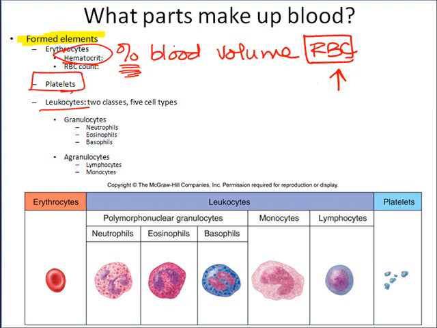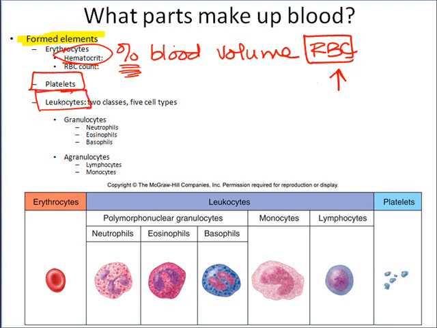Okay, platelets, I'm going to reserve talking about those until near the very last of the lectures in this series on the blood, and we'll get into more detail about platelets. For now, you just need to know that they are contributing elements to the formation of blood clots.